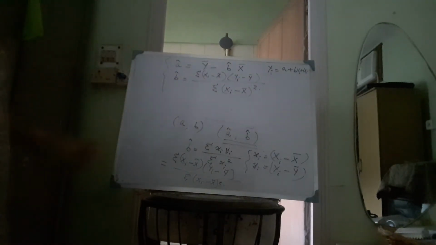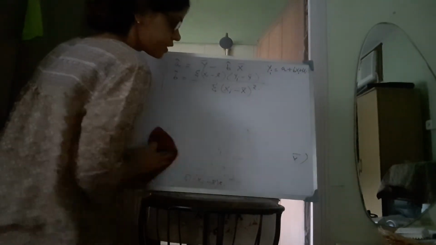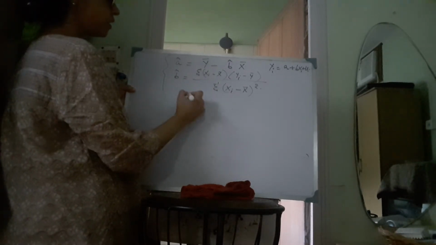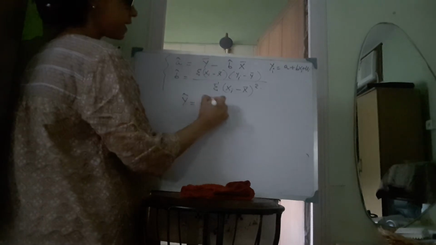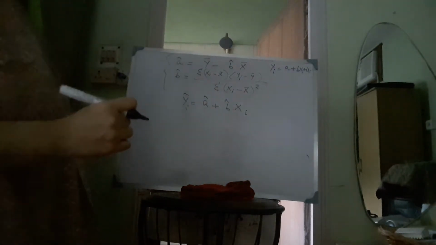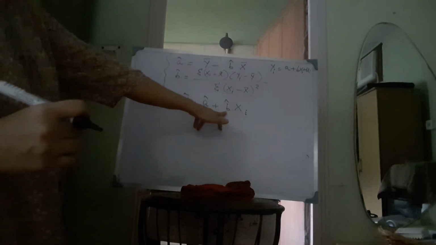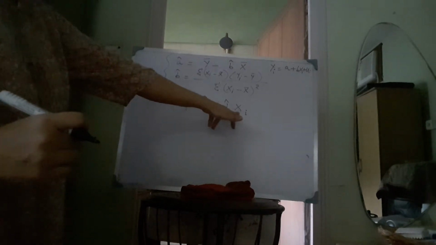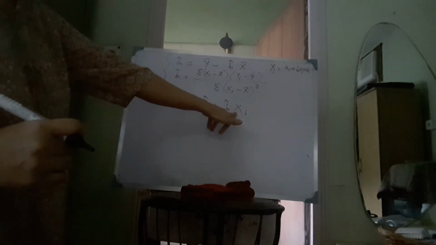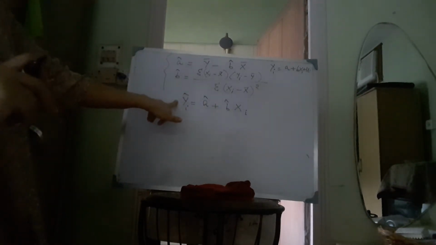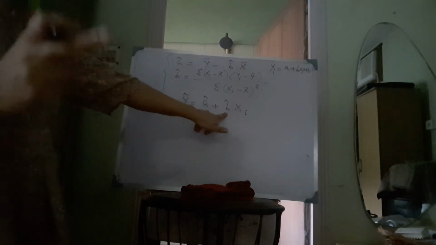Now what is the interpretation of a hat and b hat? Let me write the regression equation again. So in the SRF, the regression equation is y hat is equal to a hat plus b hat x. So yi hat is equal to a hat plus b hat xi. Now what does this b hat represent? The b hat can be interpreted as the effect of xi on yi. That is, if we change the value of xi by 1 unit, 1 percentage point, then what will be the change in yi? Now this b hat can either be negative or it can be positive also.